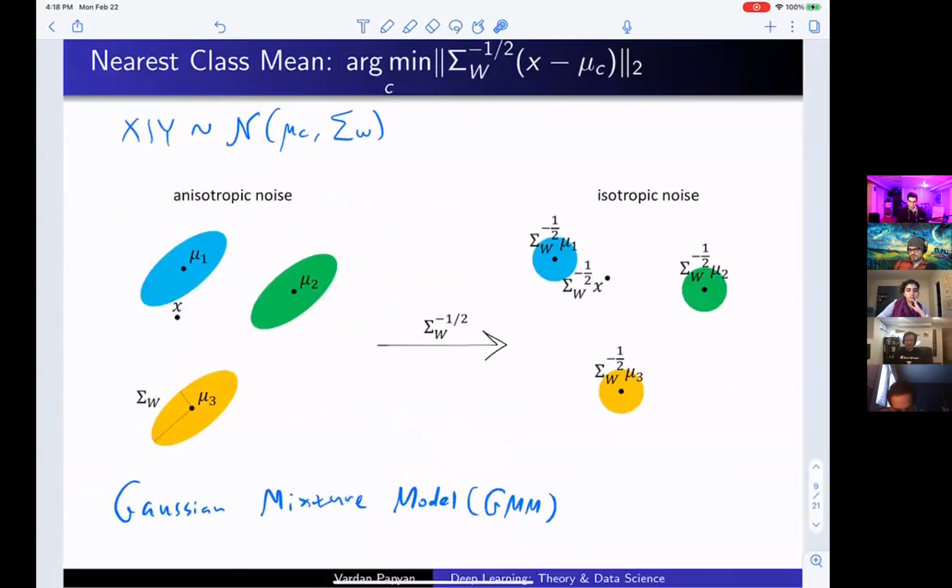So here's an illustration of this. Here you can see three classes, the blue, the green, and the yellow/orange.